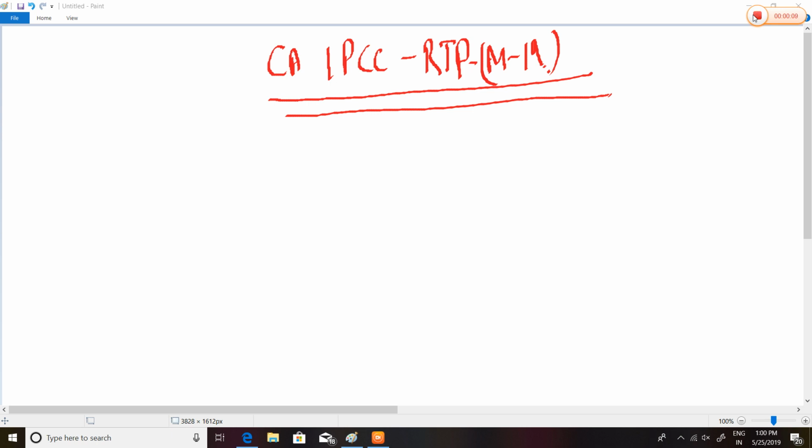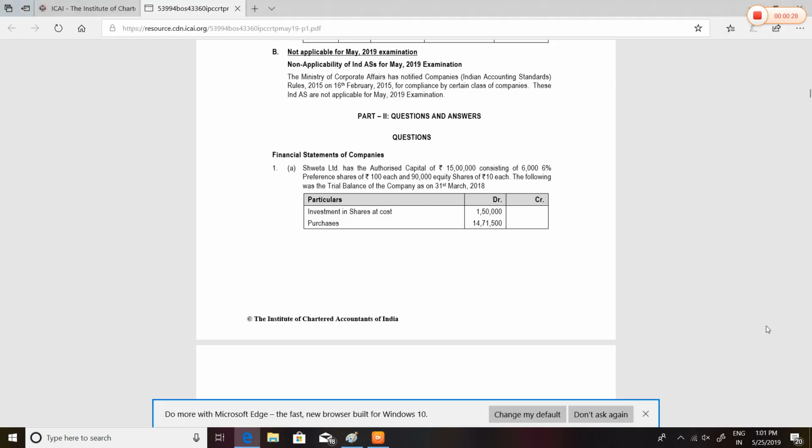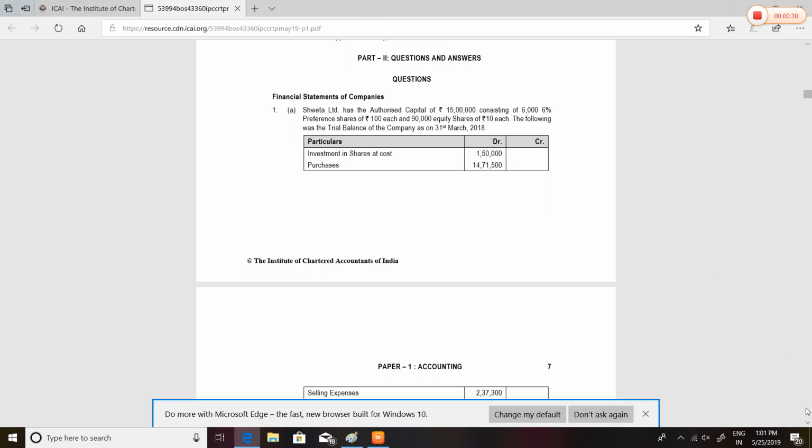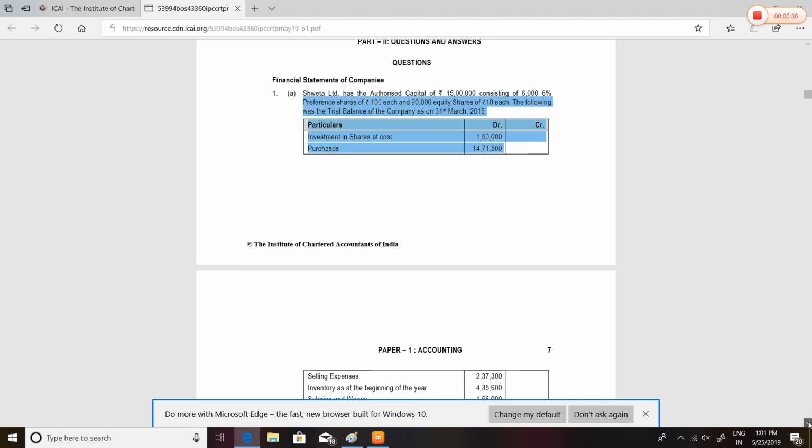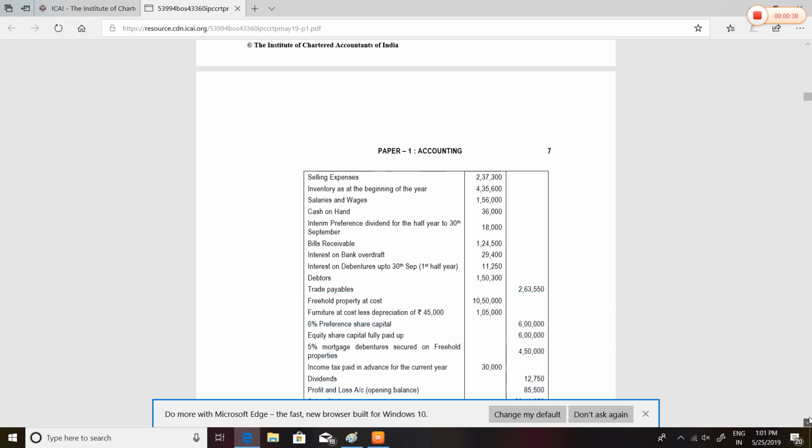Now, in this very lecture, I will be discussing the RTP of CA IPCC old course for May 2019 exams. This RTP is for Group 1 accounts. Okay, now let's start. Starting with the very first question, it's a direct question. I hope this question you can solve easily.